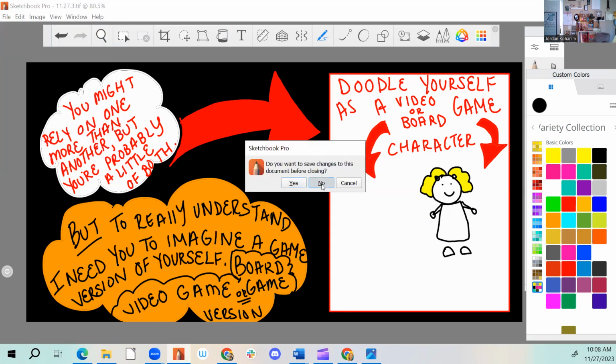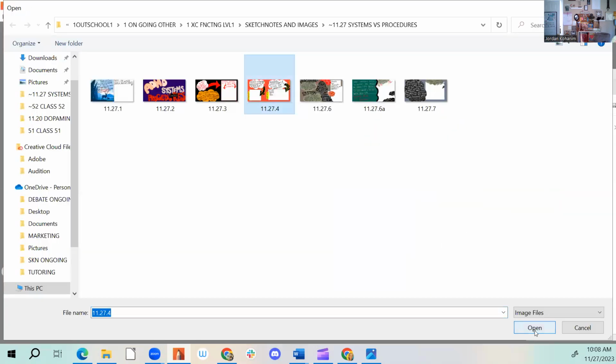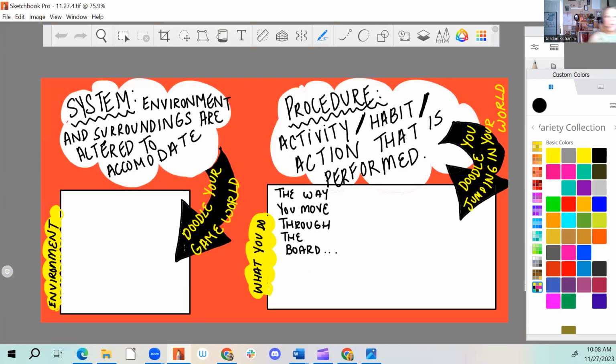And then we'll move on into the next lesson, which is where we take this abstract idea of our minds and we talk about them in terms of some sort of a game, right? Whether it's a board game or a video game. So I would say, okay, for the next box, I want you to draw your environment or your surroundings in your game world, whatever your game world is, right?